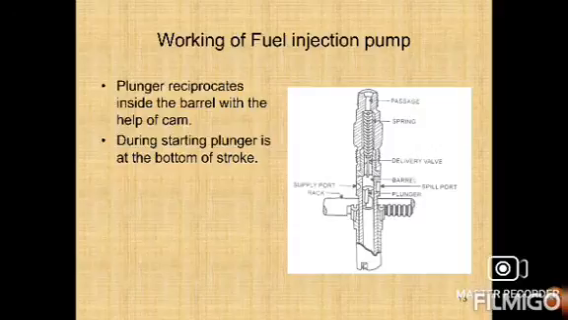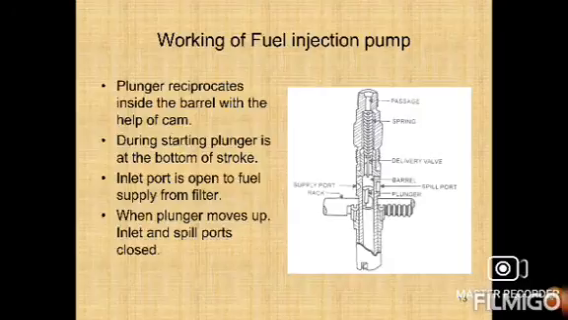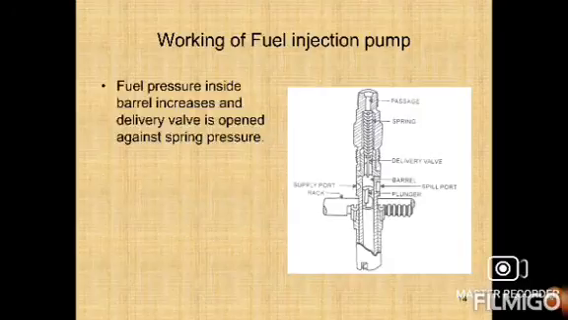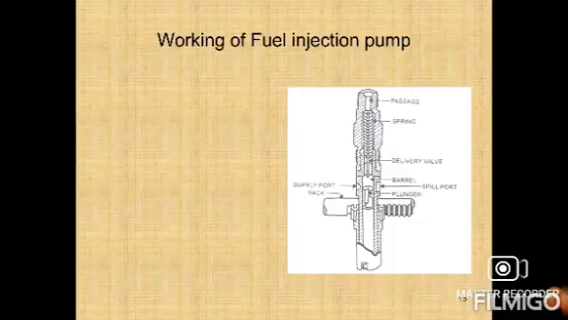During starting, the plunger is at the bottom of its stroke. The inlet port is open, and fuel is supplied from the filter. When the plunger moves up, the inlet and spill ports are closed. The fuel pressure inside the barrel increases and the delivery valve opens against the spring pressure. Fuel enters the fuel injector.